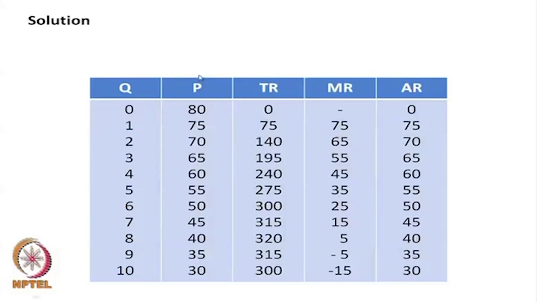It is just the total amount obtained by selling this quantity of goods. So, if nothing is sold, the total revenue is 0. For 1 at a price of 75, the revenue is 75 into 1, 75. Suppose the price is 70 and quantity is 2, so it is 140. If quantity is 3, the price is 65, these are given. So, just multiply. The product of Q and P is basically equal to TR. This column gives the total revenue for the quantity sold.